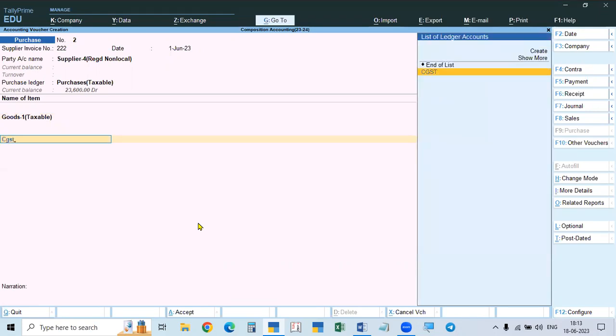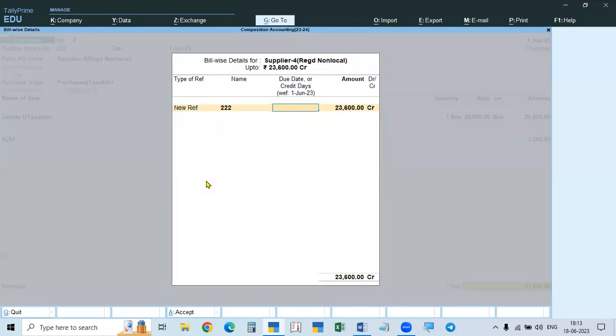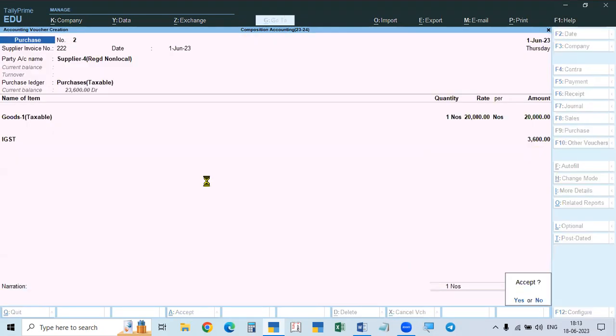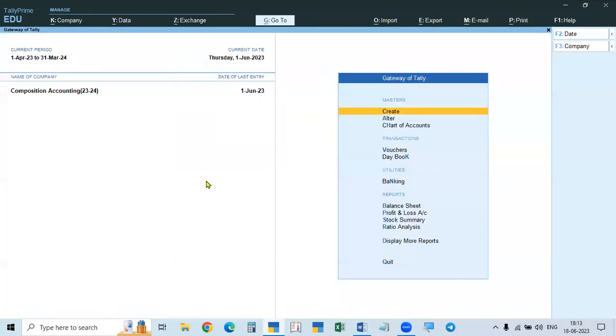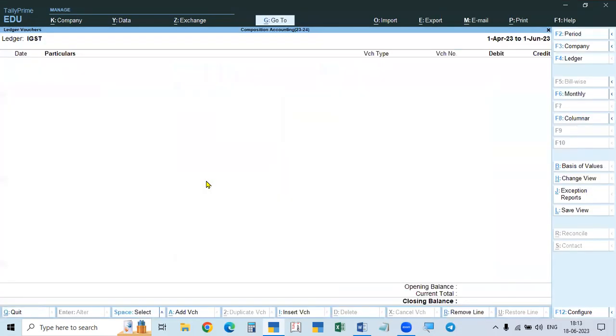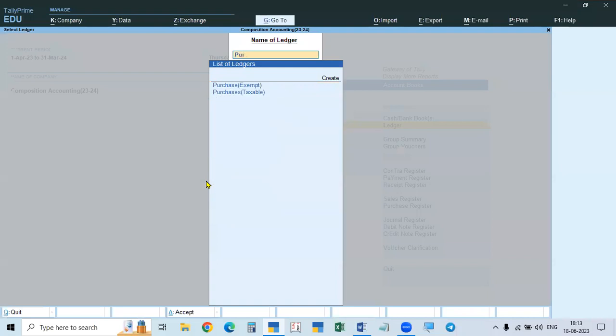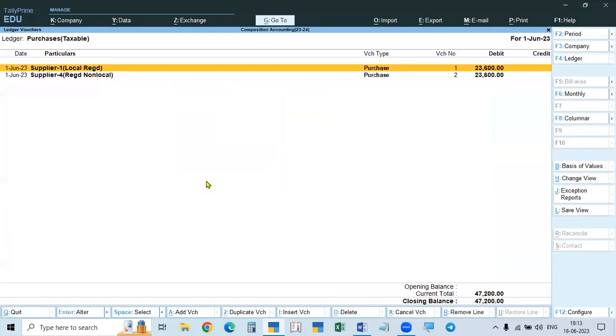See here, CGST does not calculate because the supplier is non-local. So we have to take IGST. So IGST is taken and accepted. Now if you go and see the IGST ledger, no amount is there. If you go to purchases, purchase taxable, both the amounts are available with tax.